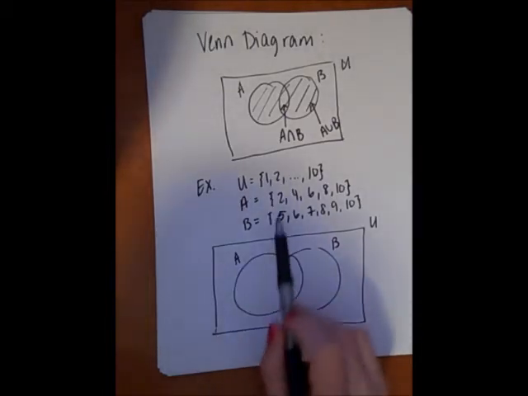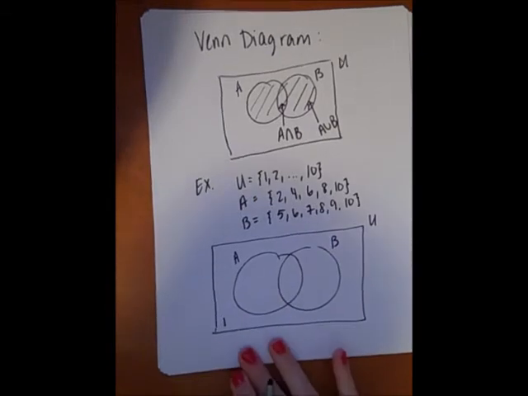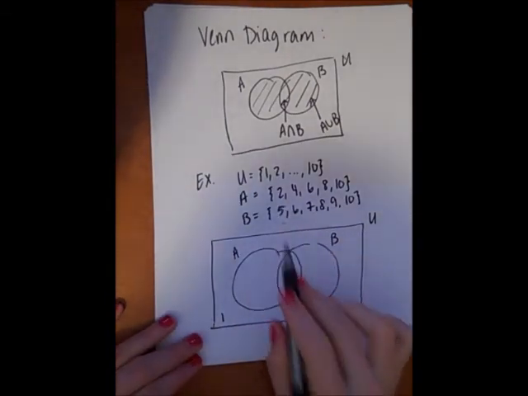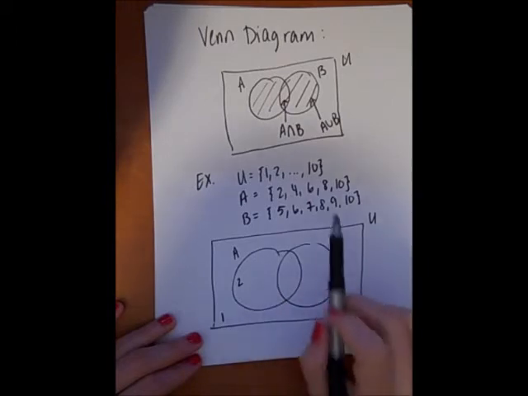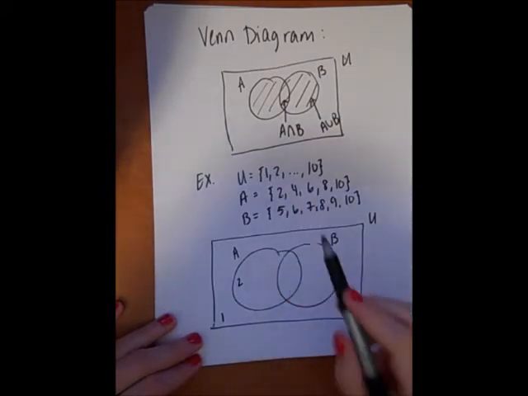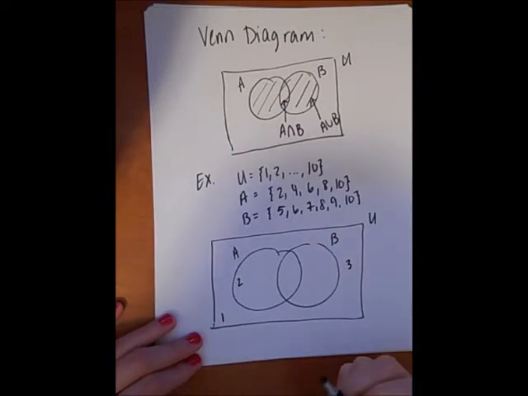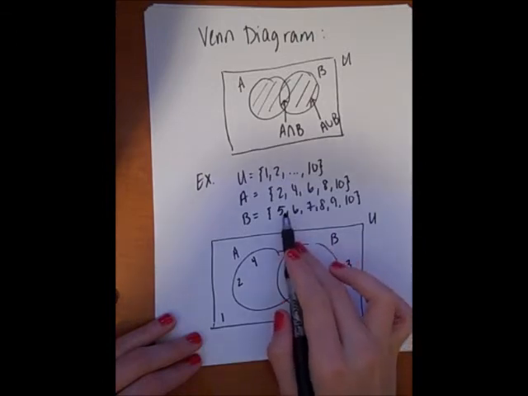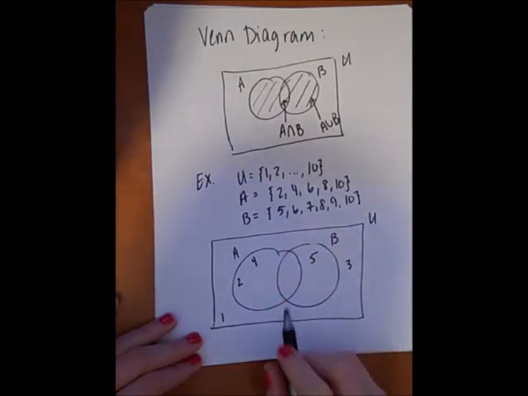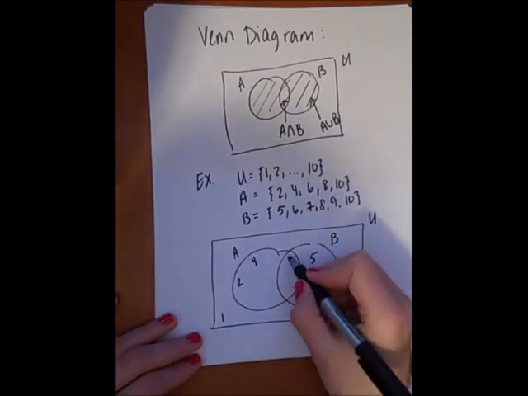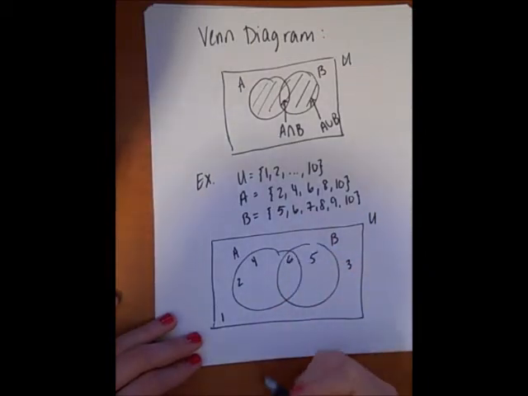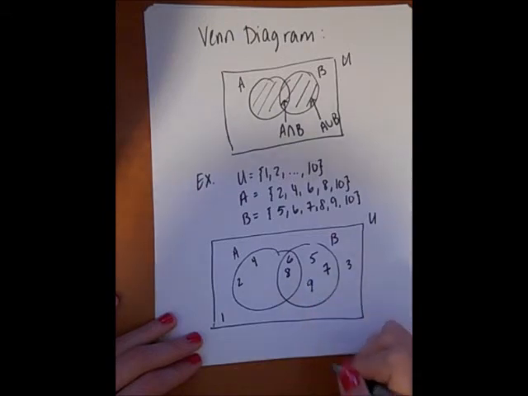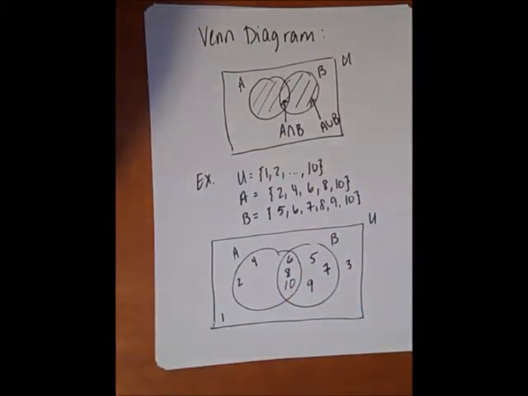So let's start with where does 1 go? Well, 1's not in either one of these sets, so 1's going to be out here. What about 2? 2 is in A, not in B. What about 3? 3 is in the universal set, not in either one of those, so maybe we'll put 3 over here. 4 is in A, not in B. 5 is in B, but not in A. Then what about 6? Well, 6 is in both of them, so 6 will go right here in the middle. 7's in B, not in A. 8 was in both. 9 is in B, and then 10 is in both. So this is the picture that we would have.